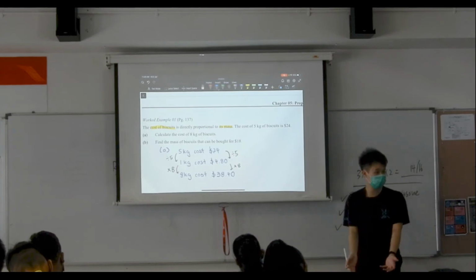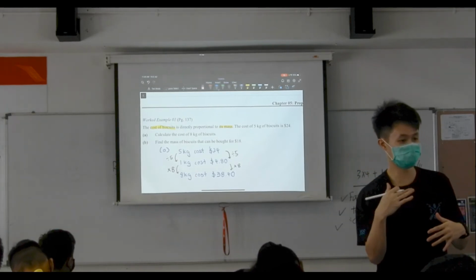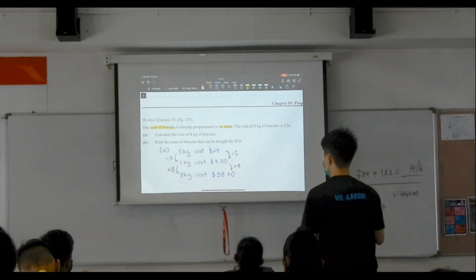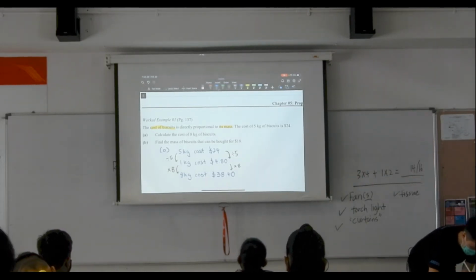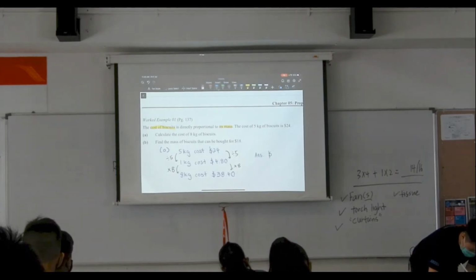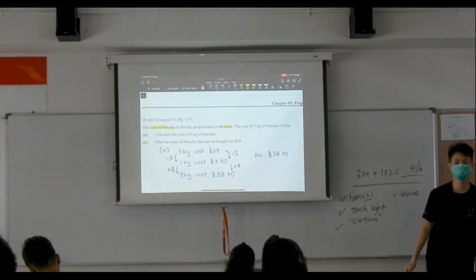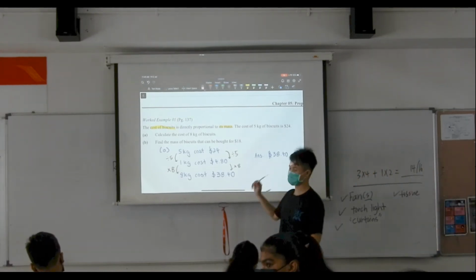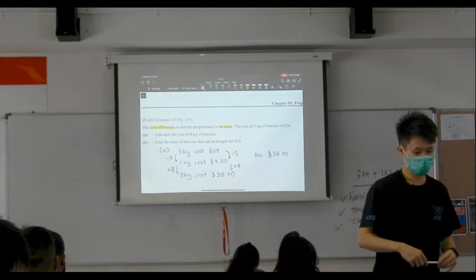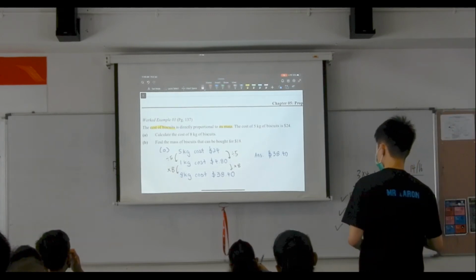Quite straightforward, right? Is it very difficult to understand the corresponding cost and the mass? No, right? If very difficult, then you must go home and revise. So your answer here will be $38.40. That is how much 8 kg of the biscuits cost. That's quite expensive actually, but we'll see.